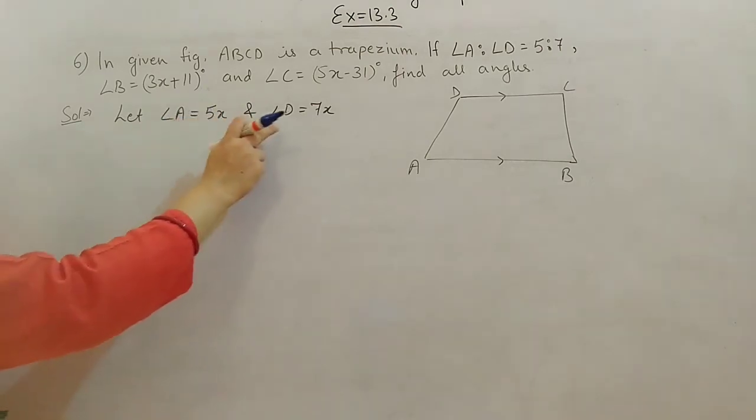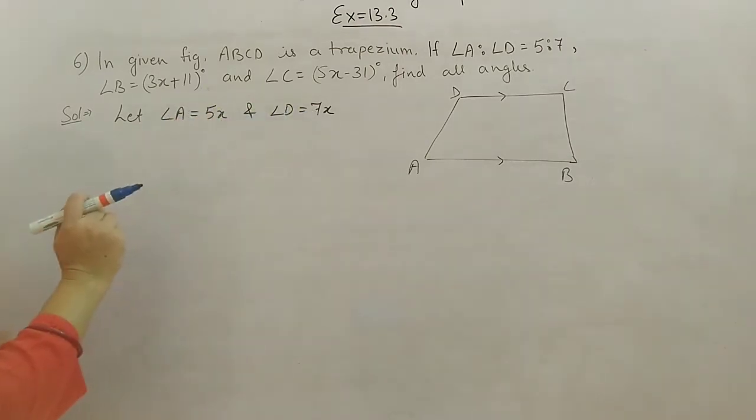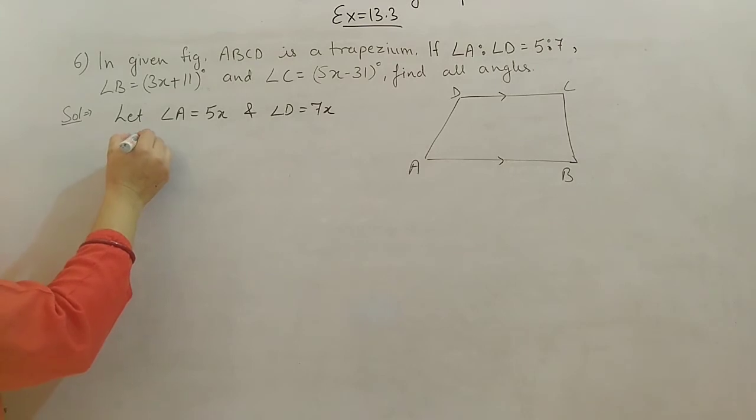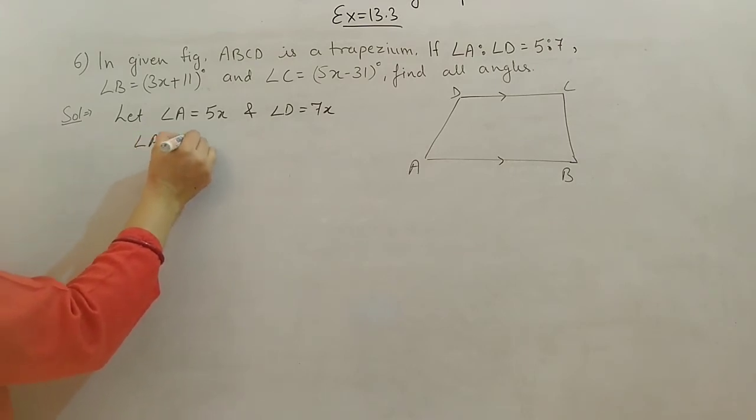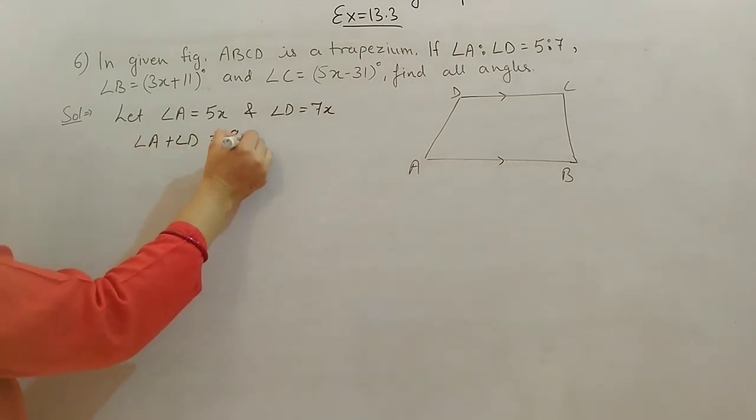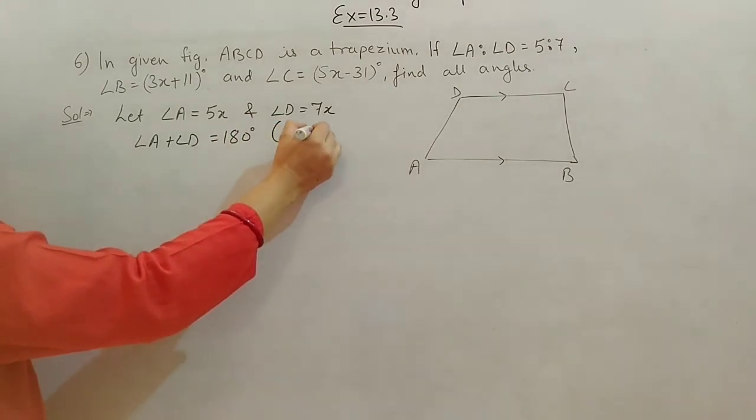Now we will take, let these two angles be 5x and 7x. Then angle A plus angle D is equal to 180 degree. Reason here: co-interior angles.